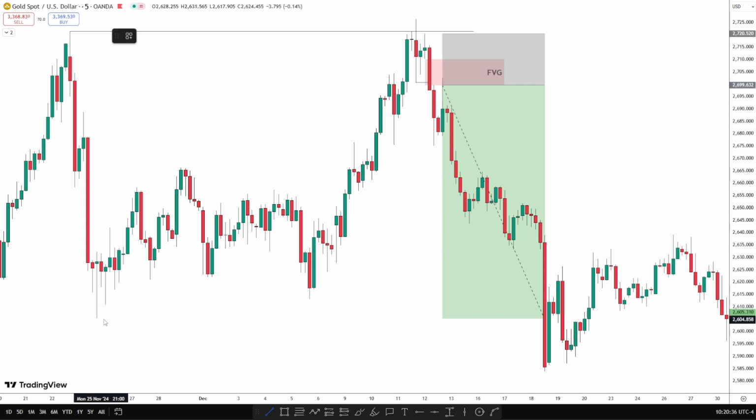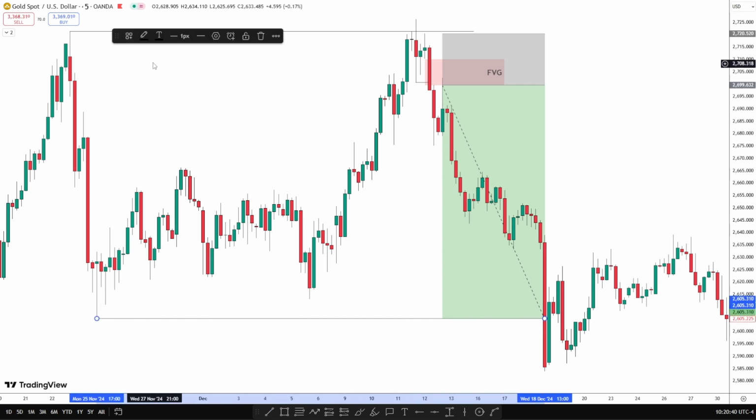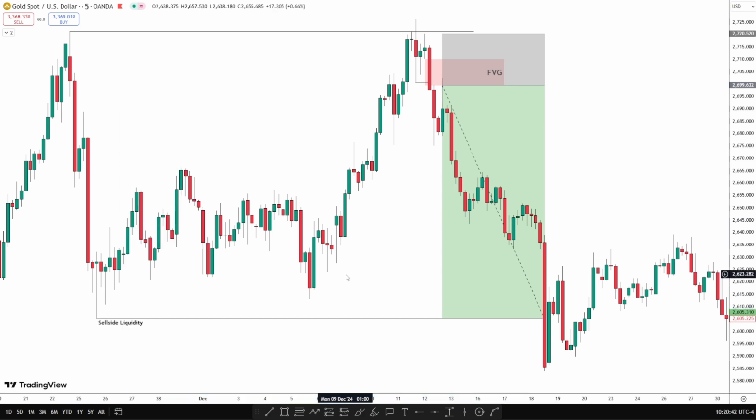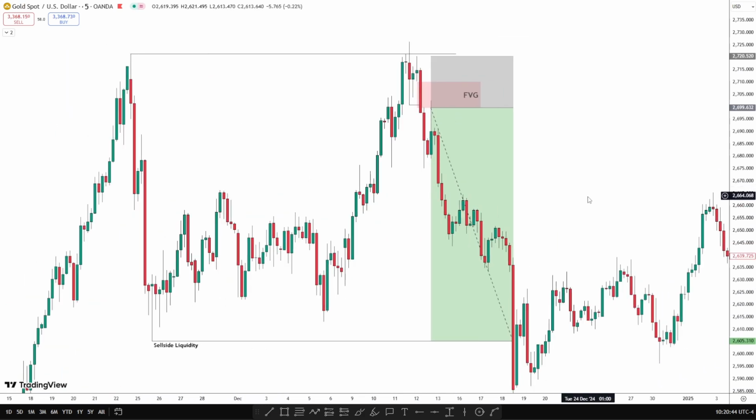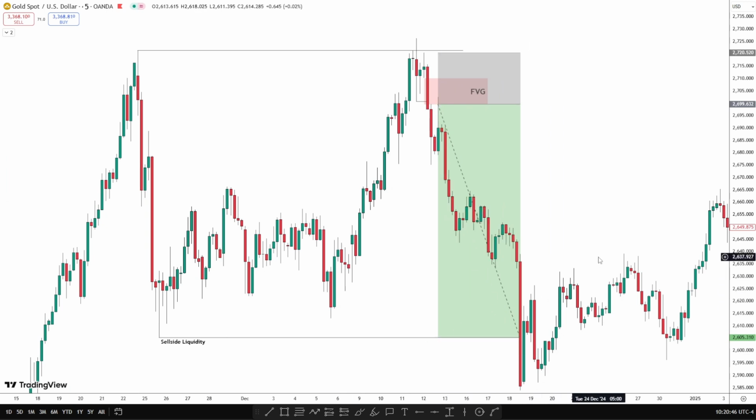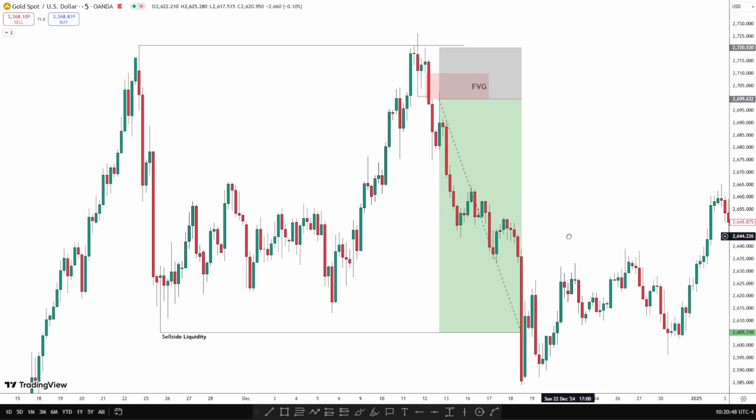As you can see right here, we have a perfect draw on liquidity, being the sell side liquidity resting below here, and the market comes to take this out absolutely perfectly. So this is a perfect demonstration of the ICT 2022 model. As you can see, it worked absolutely perfect. Stop loss above the recent high here. And then after we tap back into the fair value gap with this candle, we then get our perfect distribution lower to take out the draw on liquidity.